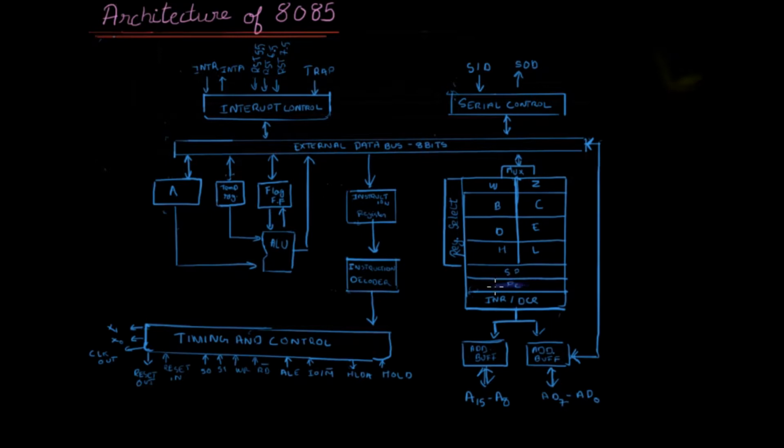PC is a register that is going to hold the address value of a particular instruction. Not of any particular instruction, but of the beginning instruction. Suppose it is the beginning of a program, it's going to hold the address of the starting instruction. PC is going to hold the address of the starting instruction.